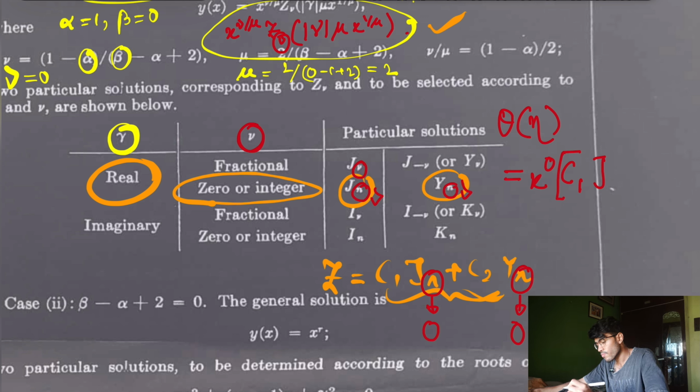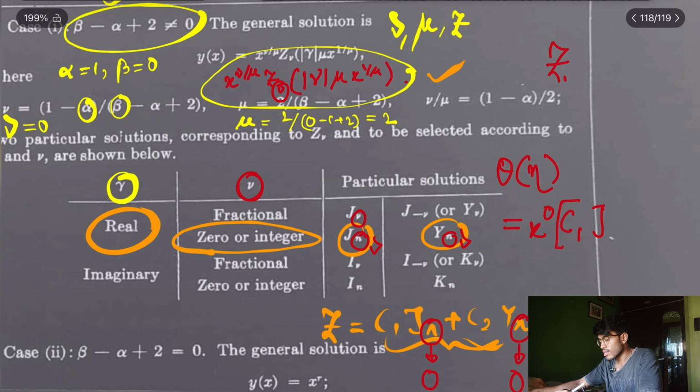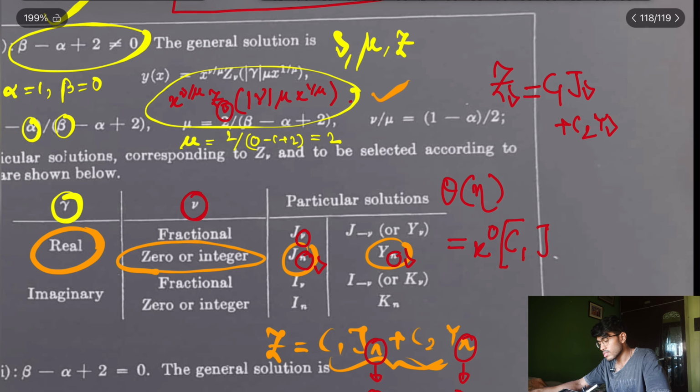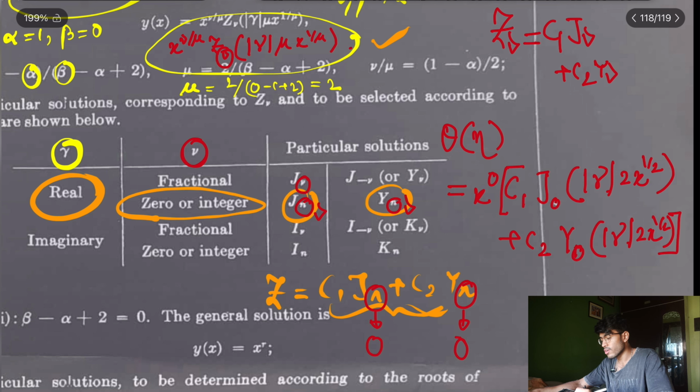These are same, the subscripts are same. You are calculating this Z nu, so Z nu will be c1 J nu plus c2 Y nu, but this nu is equal to 0, so it will be c1 J0 of this mod of gamma, you can find from that, and mu is equal to 2 x to the power half, plus c2 Y0 of this one, again into 2 into x to the power half. This is your final solution. You are required to find c1 and c2.